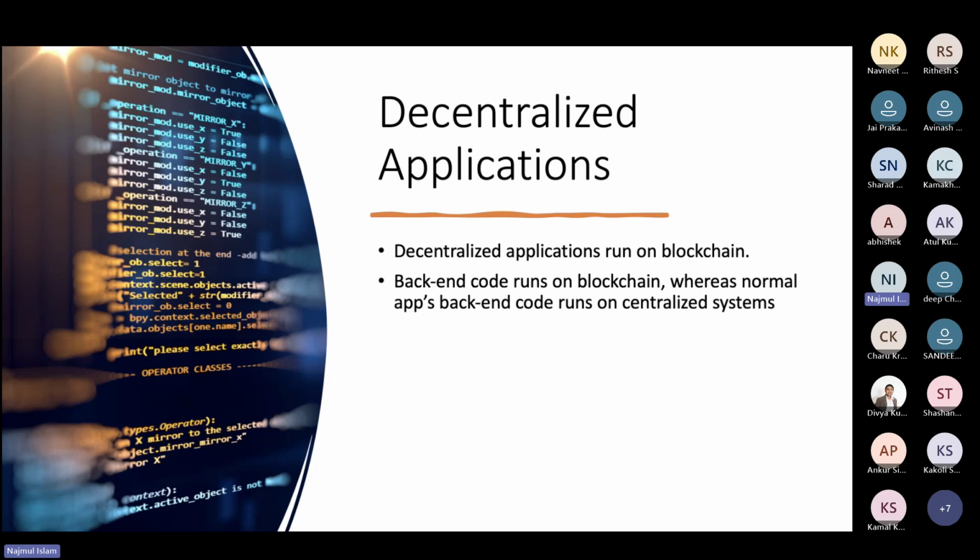So this basically means the backend code, meaning a smart contract, runs on blockchain, whereas normal applications' backend code runs on a centralized system. Yesterday, the smart contract code that we were trying, those are the backend codes. You deploy to the Ethereum virtual machine, and then you can use some web application to interact with those smart contracts from the front end.